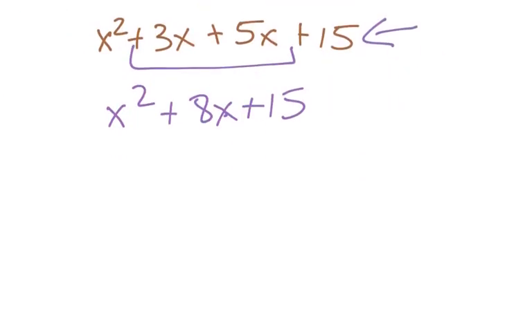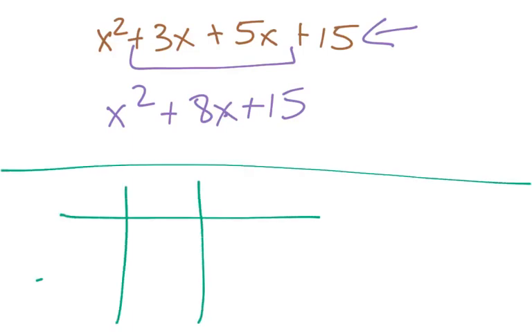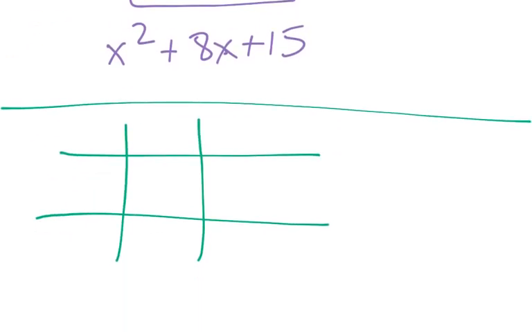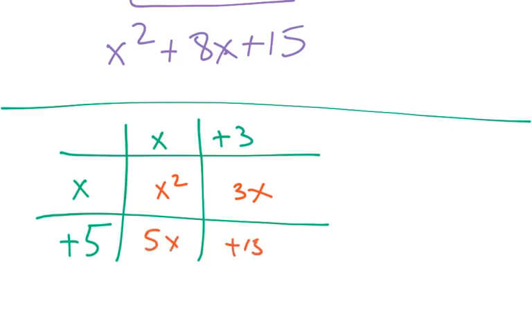Alright, there's a tertiary way of doing this, and it's something called the box method. You make a tic-tac-toe grid, and ours is x plus 3 and x plus 5, so we put x plus 3 and x plus 5. Wherever our rows and columns meet, that's where we multiply. So x by x gives me x squared. Then x by 3 is 3x. Then 5 by x is 5x. And last, 5 by 3 is 15.